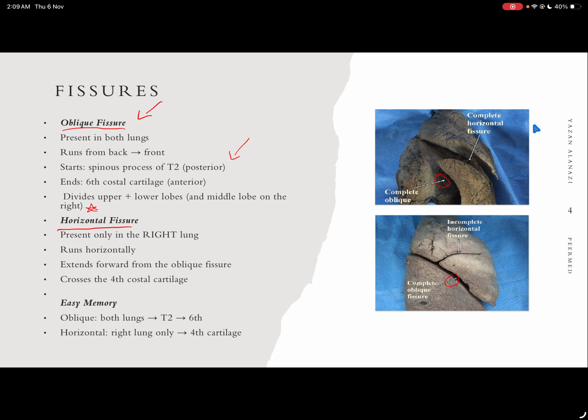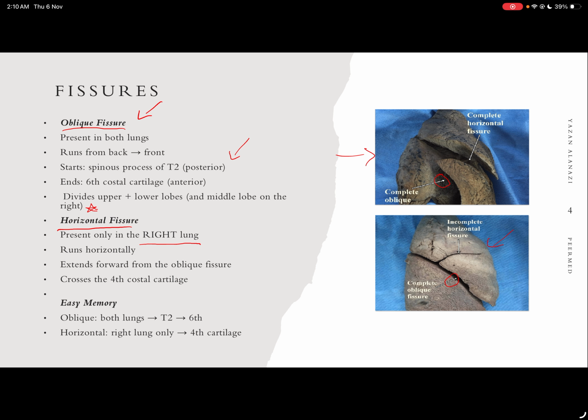The horizontal fissure is present only in the right lung, as we can see here, and I've also attached the right lung so we can see it from different perspectives. It runs horizontally and extends. We don't need to know where it extends and where it crosses. We just need to know that the horizontal is only on the right.